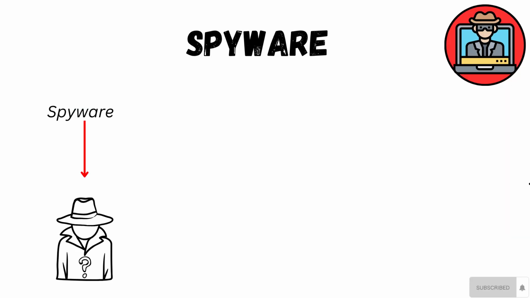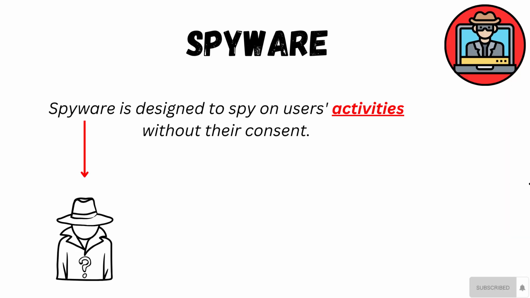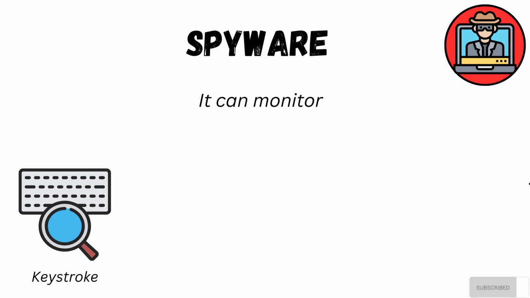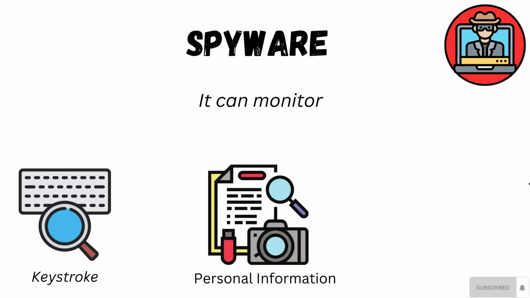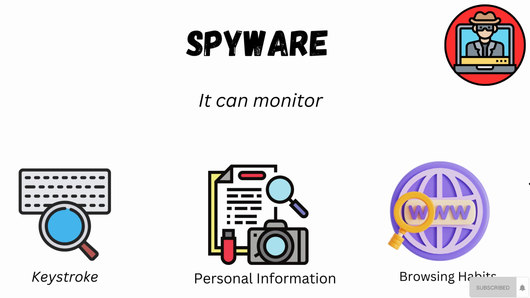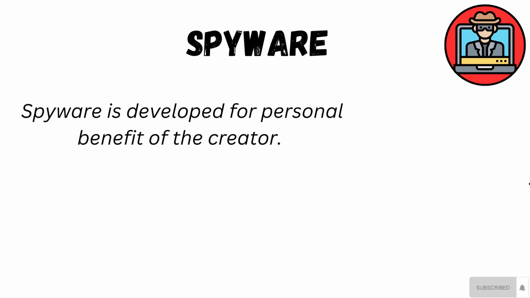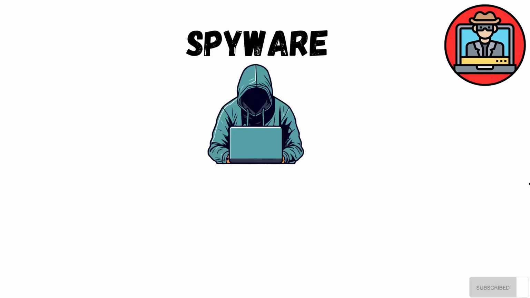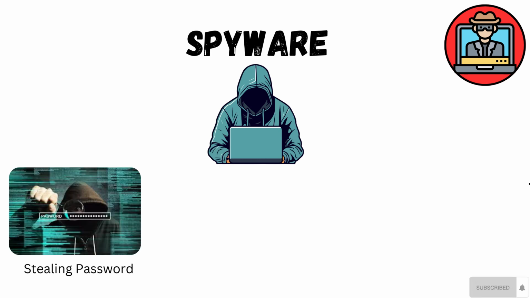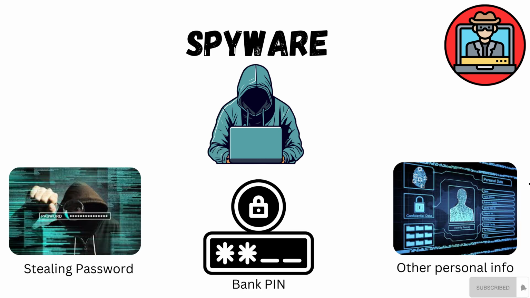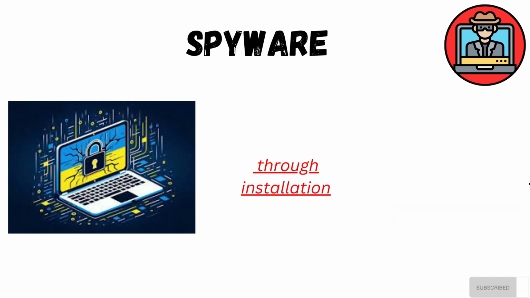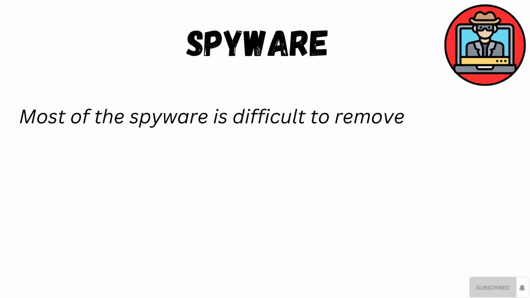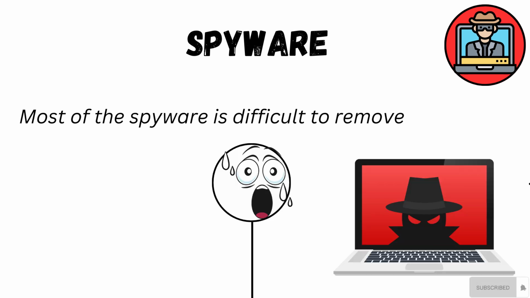Spyware. Spyware is designed to spy on users' activities without their consent. It can monitor keystrokes, collect personal information, track web browsing habits, and more. Spyware is developed for the personal benefit of the creator. It performs secret operations such as stealing passwords or bank PINs, personal identification numbers, or other personal information about the user. It infects computers through installation of software from the internet. Most spyware is difficult to remove.